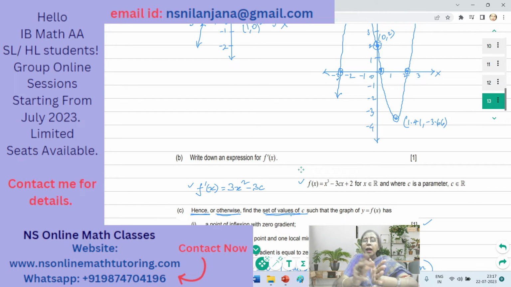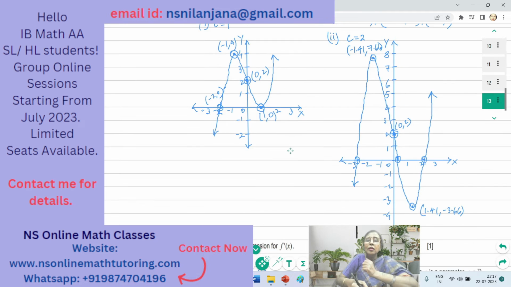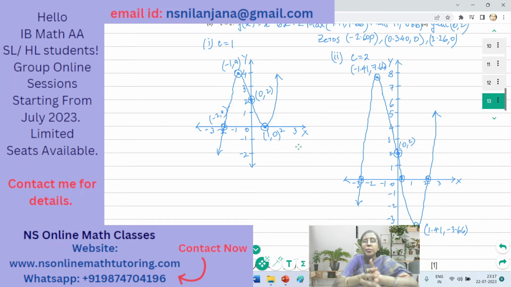Also, these are just positive integers, C equal to 1, C equal to 2. What if C is a fraction? C is a real number, so it can be a fraction. C can be equal to half, 1/3 or 3/4, any proper fraction, that can also be possible. You may check. C is greater than 0. We are having two cases, C equal to 1 and C equal to 2. But between C equal to 0 and C equal to 1, what happens?